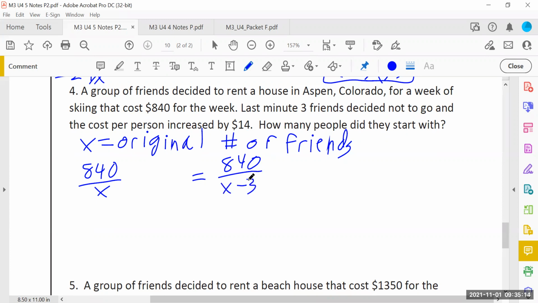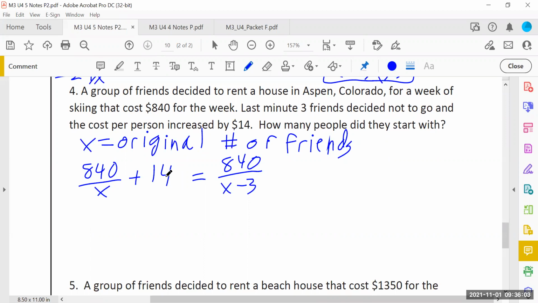But now we have x minus 3 friends. 3 friends are no longer going. Now, where do I put that $14? The easiest way to do this is to put it on this side. So if it's going up by 14, the original cost was less. Now everybody has to pay 14 more dollars. That equals the total amount that each person has to pay now. How are we doing with the setup for these problems? Do you see how it's the exact same as the last one as far as the type of problem? You guys, this is kind of nice. You only have 2 kinds of problems that we're going to give you. We have that rate problem, and we have this shared cost problem.